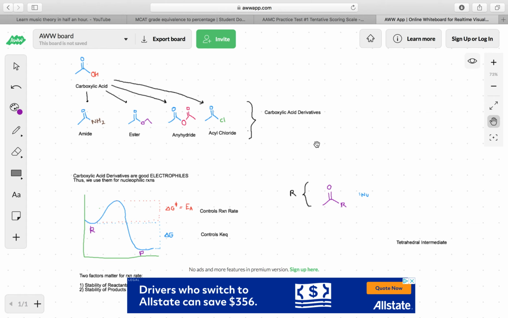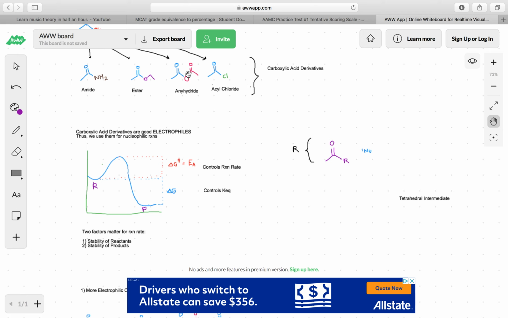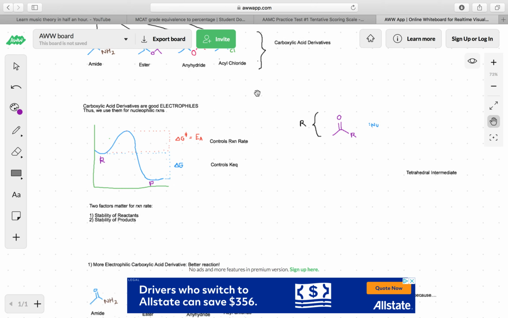We use them a lot of times in reactions, and they work as electrophiles because this blue carbon in each one of these has a slight positive charge on it. And because it's an electrophile, it reacts with the nucleophile to create a product. We can rank these four carboxylic acid derivatives in terms of increasing or decreasing reaction speeds.